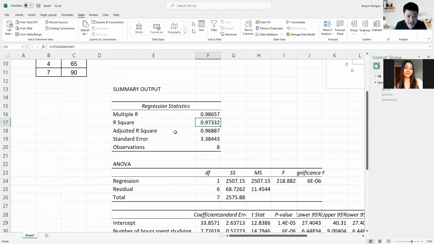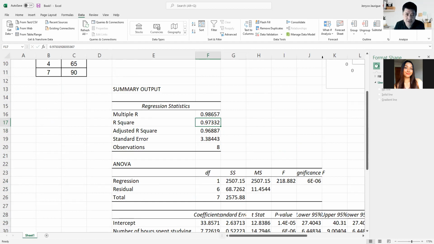This is the R square. Ina-adjust to para for more realistic estimate. Pero usually, ito yung nire-report in some cases, yung adjusted R squared. But for our case, it's just the simple R. Measurement of adequacy.